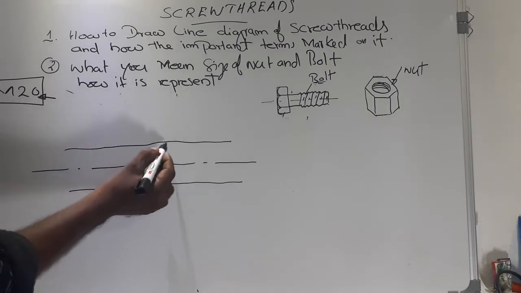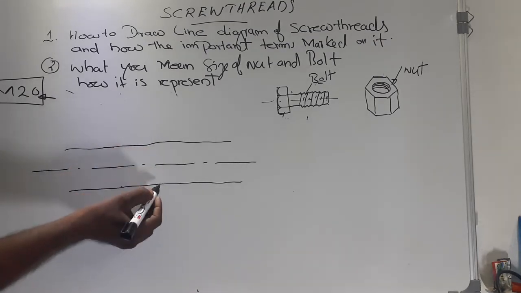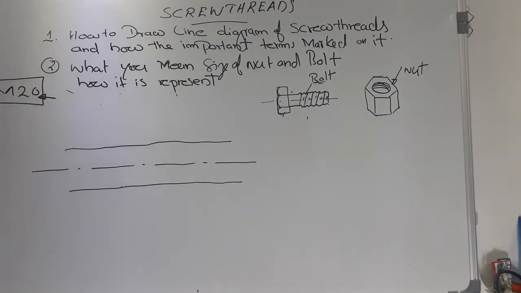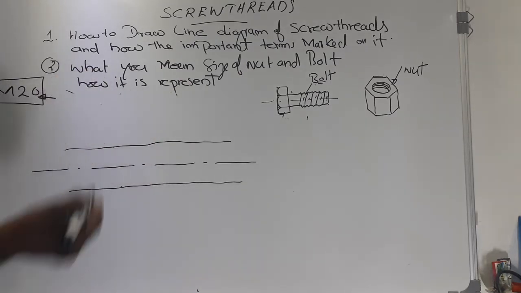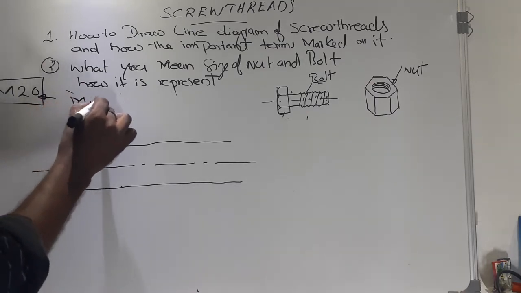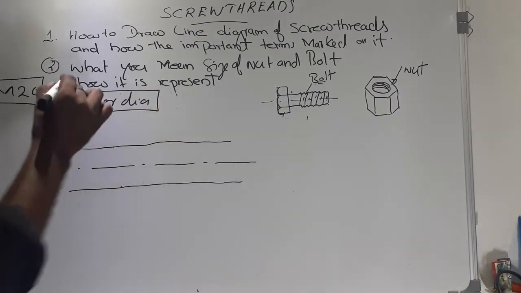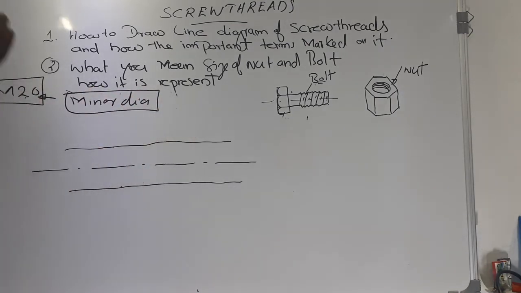That means this line dimension is 20 mm, total 20 mm. Now, every thread has its major diameter. Similarly, it has its minor diameter. What is the value of the minor diameter of M20 threads?